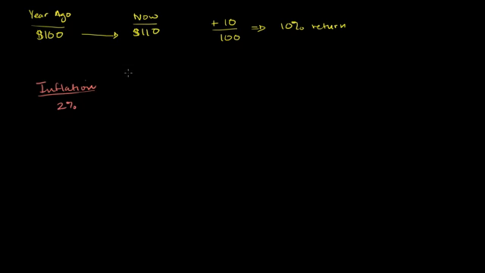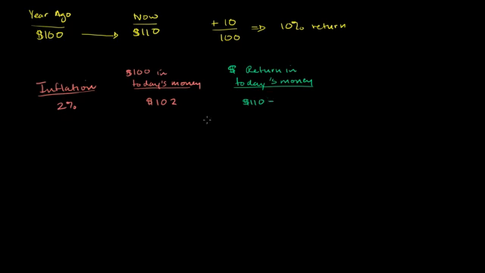If that's the case, what is $100 a year ago in today's money? Well, if inflation was 2%, then $100 a year ago would buy you the same stuff that $102 would buy you today. So it would be $102. So what is the dollar return in today's money, the current purchasing power? Well, we get $110, and we invested, in today's money, $102.